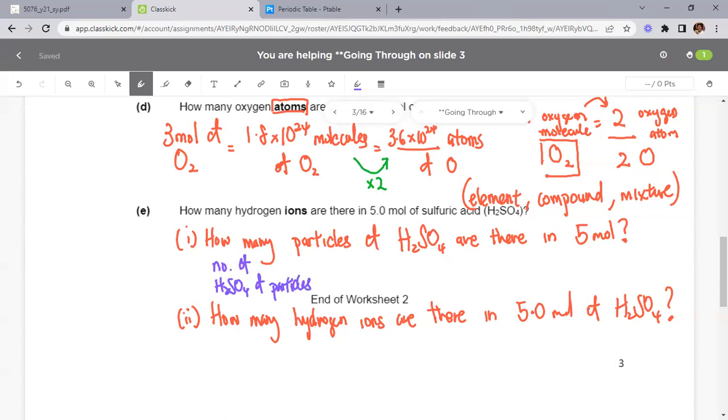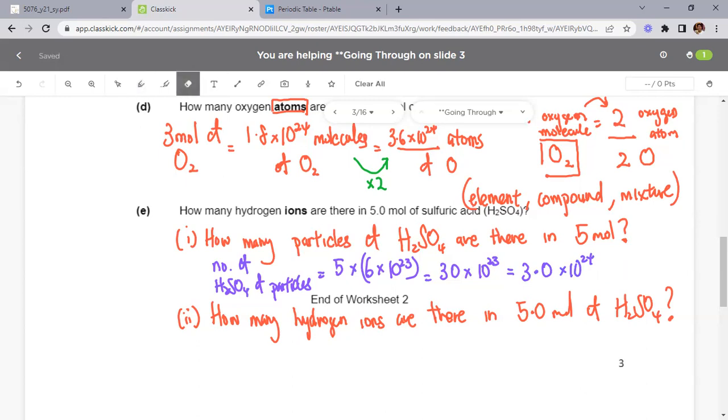Because the idea is 5 mole, right? So this is actually 5 multiplied by 6 times 10 to the power 23. You realize the word mole, you can just replace the word mole with this number, 6 times 10 to the power 23. You do your math, you're going to get 30 multiplied by 10 to the power 23. This is equal to 3.0 times 10 to the power 24 particles. To be more precise, H2SO4 particles. I'm going to write H2SO4 at the top here, particles.